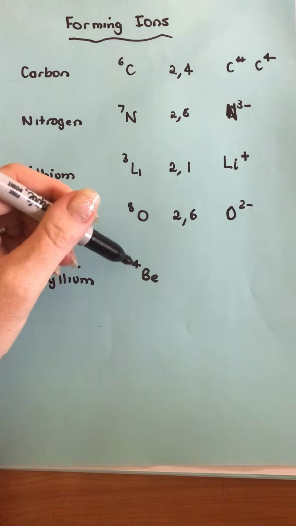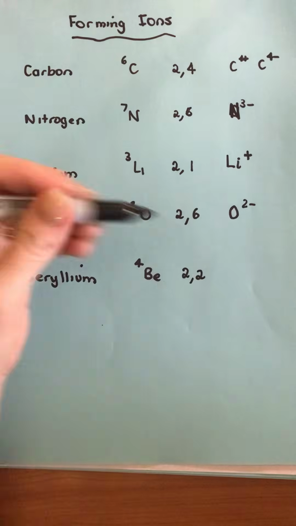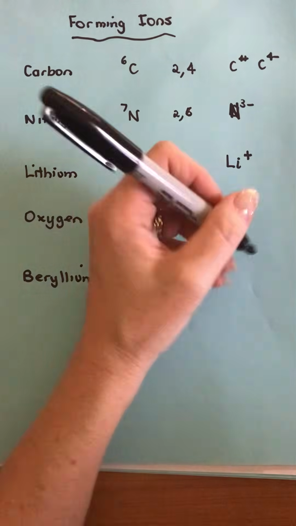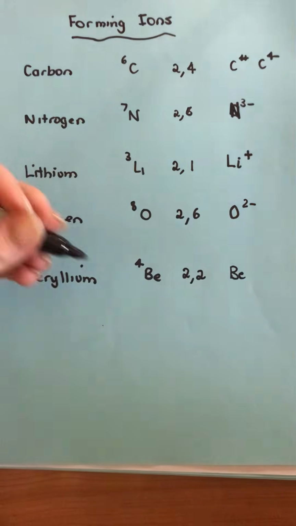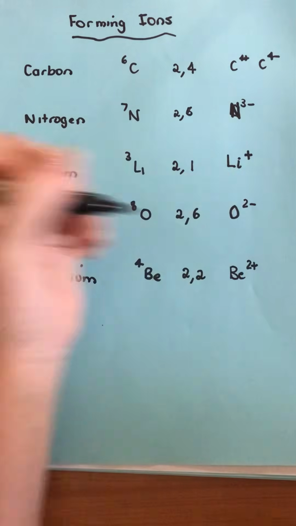For our beryllium, it's on 4, so its electron configuration is 2,2. That means it wants to lose those 2 electrons to get to the full first shell. So then it will have less electrons than protons, so it'll have more positives, so it will be 2 plus.